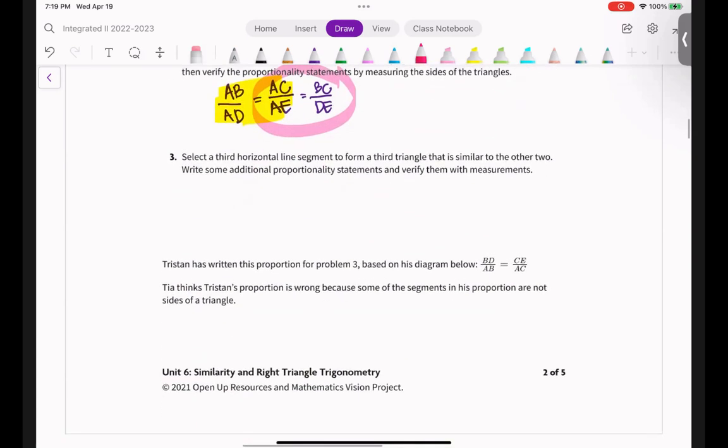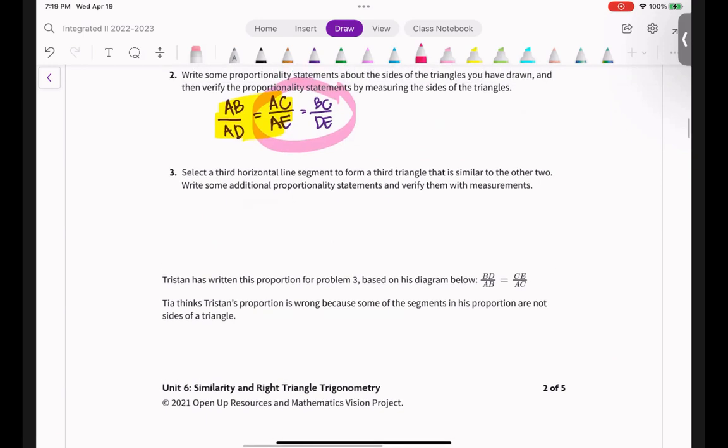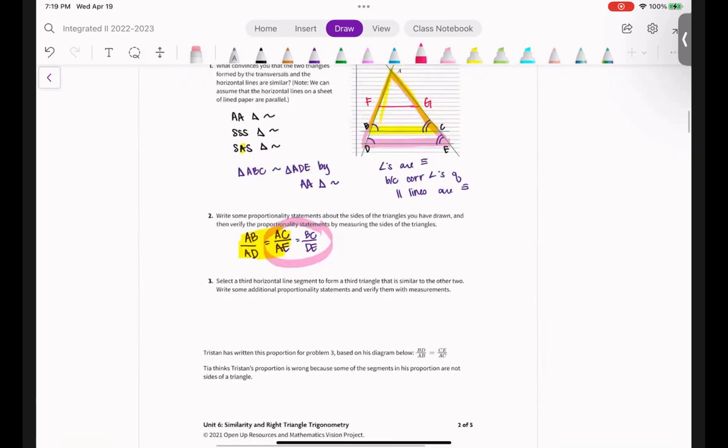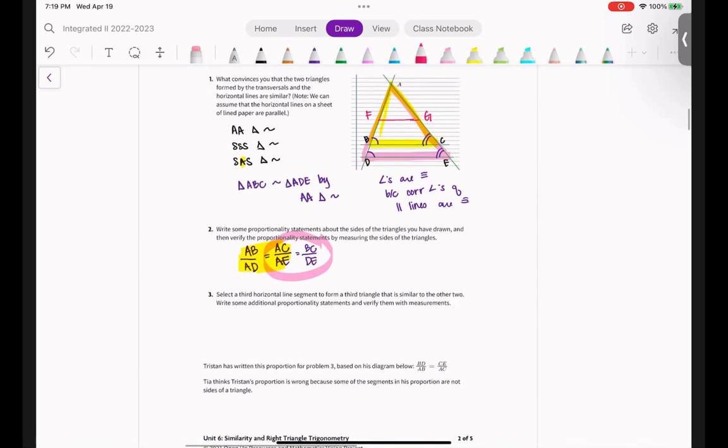So Tristan has written the proportion for problem 3 based on this diagram, and he wrote BD over AB. BD, that little part, over AB, which is the big part of the triangle, is equal to CE, the extra little part, over AC, which is the whole triangle.